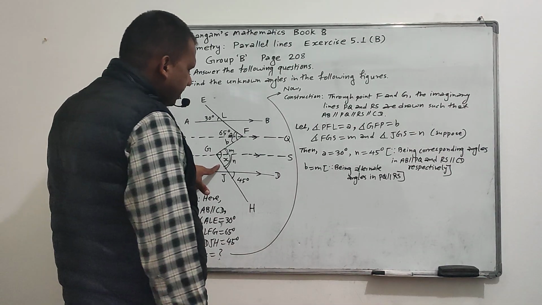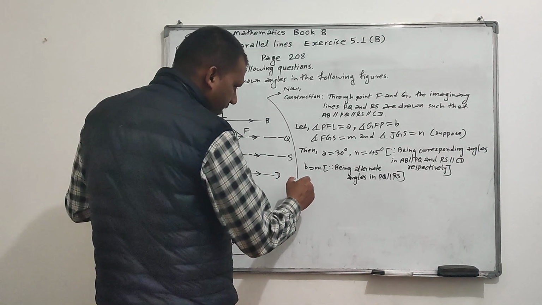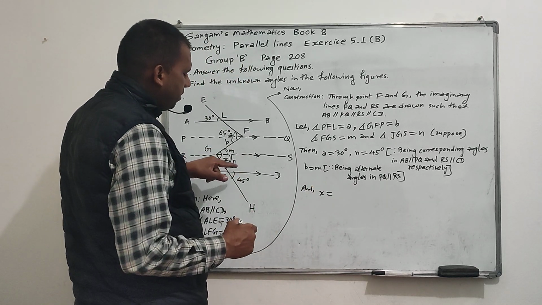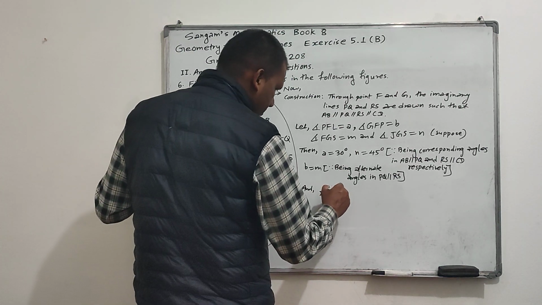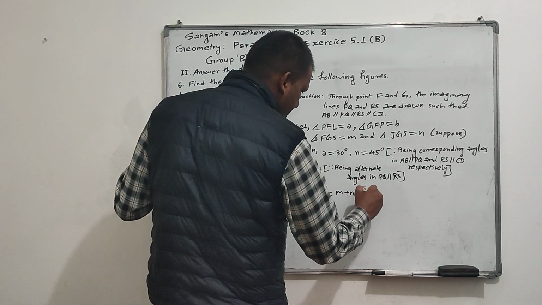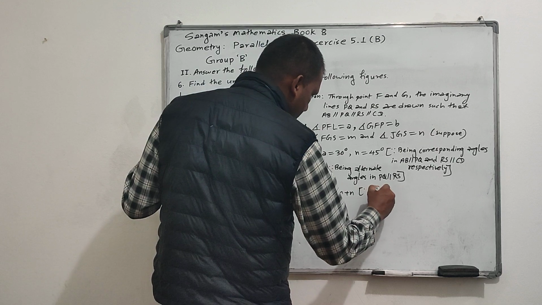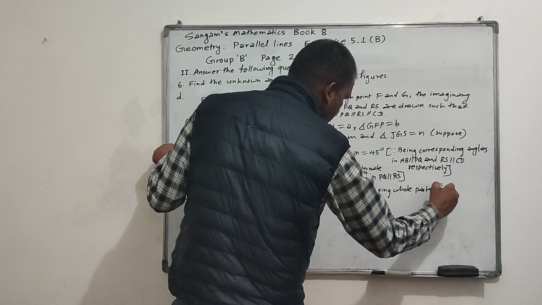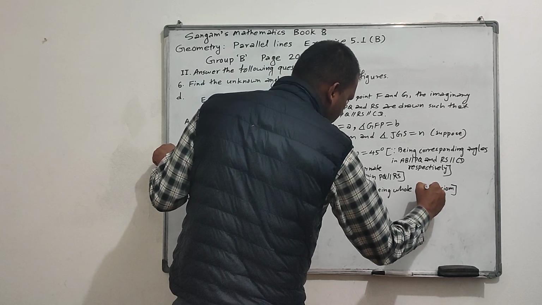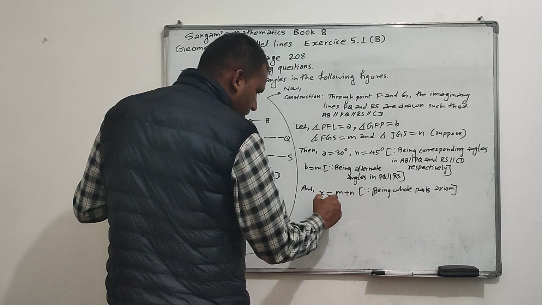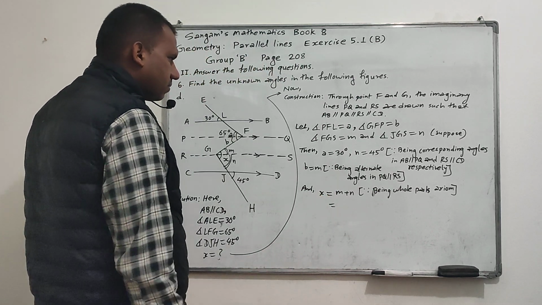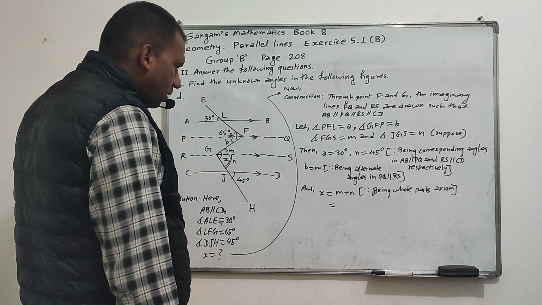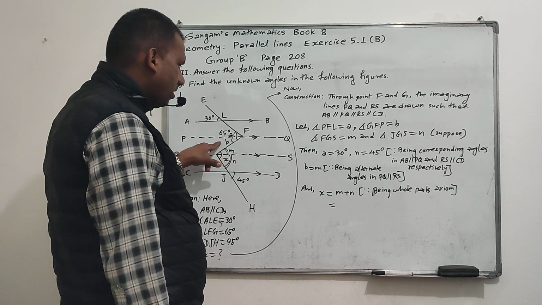M, X is the sum of M and N. Upper part of X is M, lower part of X is N. X equal to M plus N, being whole parts axiom. So X equal to value of M plus N. M equal to B.